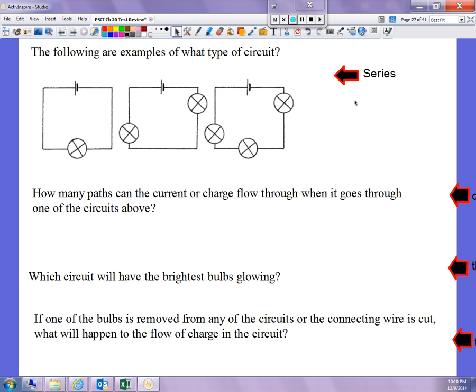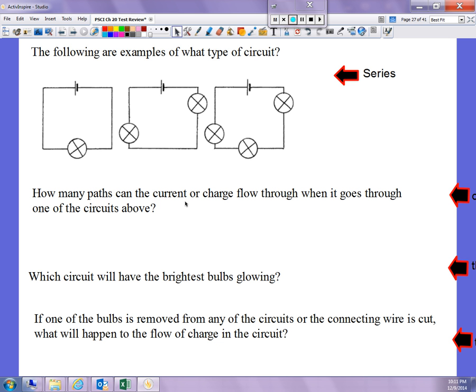And we should have said series circuit. Notice there's one path. We can go from the battery through the light bulb back to the battery. From the battery through the light bulb, through the light bulb, back to the battery. From the battery through the light bulb, through the light bulb, through the light bulb, back to the battery. These are series circuits. They're all complete series circuits. Current would flow in any one of these.